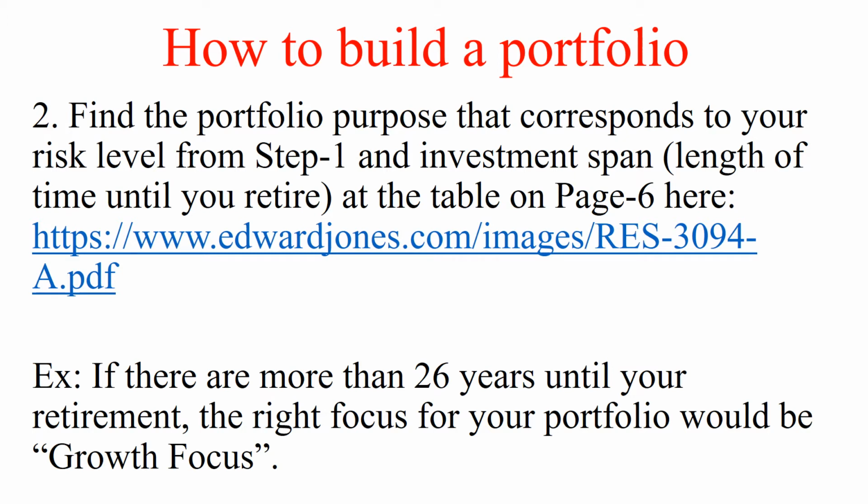Secondly, you match your risk level to your investment span, which is the length of the years until the time that you plan on using your money, which should be and typically is the retirement age, which is 65 in this country. So if you're a 20-year-old and your retirement age is 65, that means your investment span is 45 years. So then you find the 45-year investment span with the risk level that you found out in the first step at a table like the one that I provide a link to here, and that gives you the purpose of your portfolio.